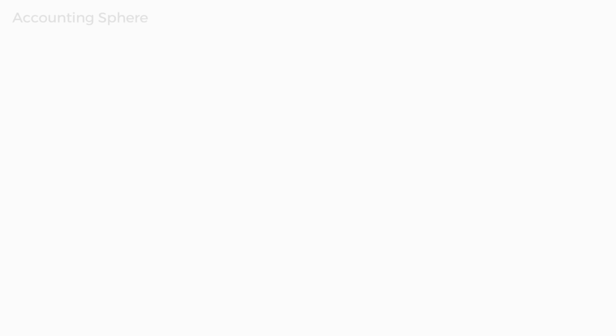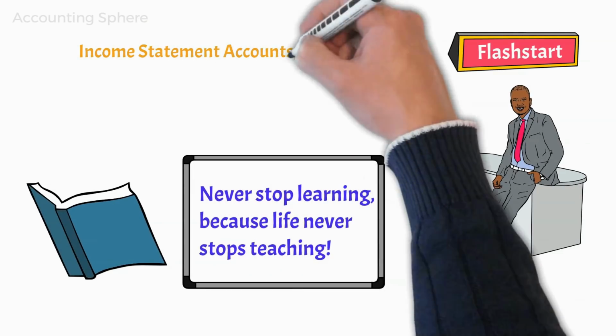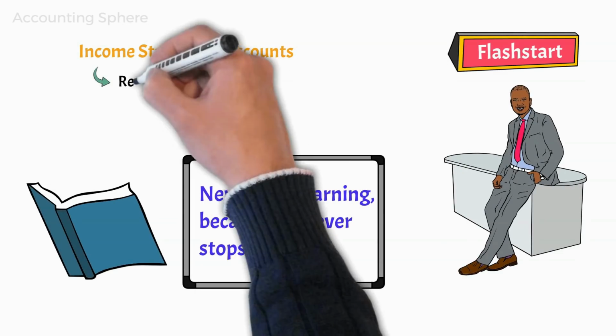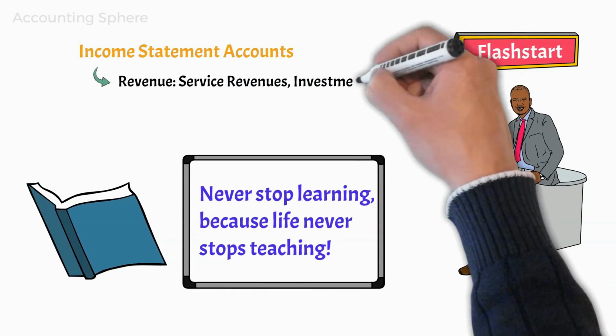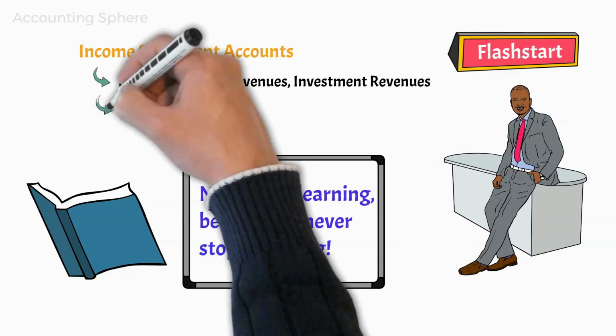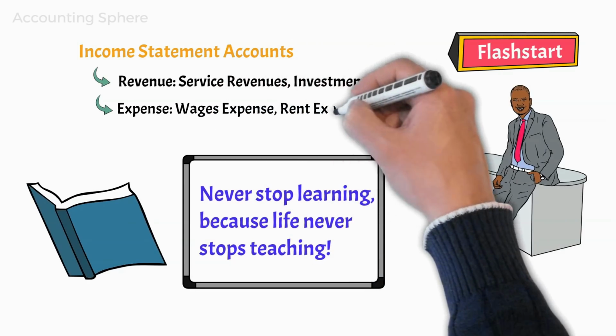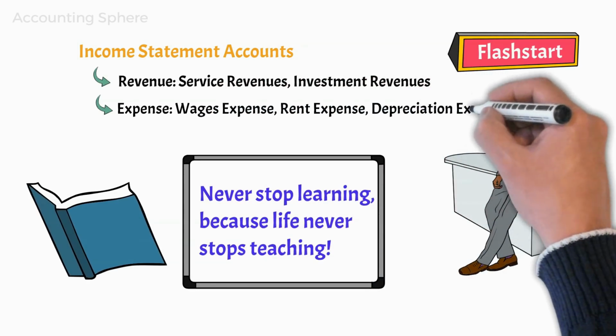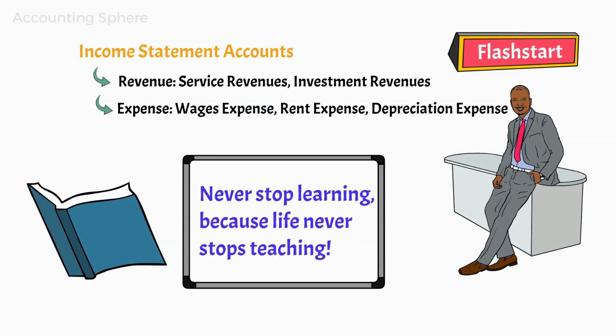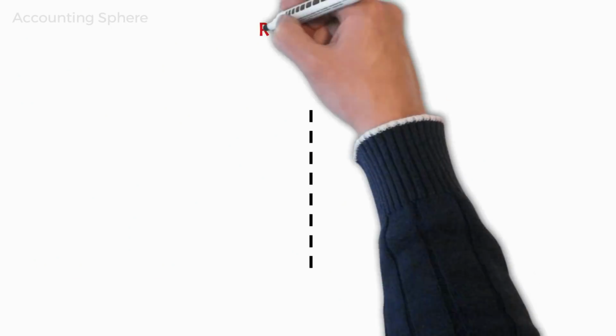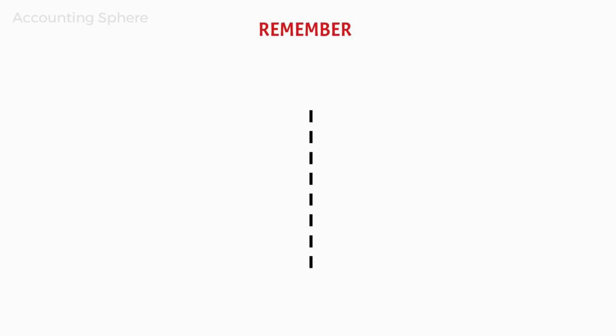On his income statement accounts, there will be revenue accounts. Examples are service revenues and investment revenues. Expense accounts. Examples are wages expense, rent expense, and depreciation expense. In order to understand how the chart of accounts works, you need to understand what debits and credits are.